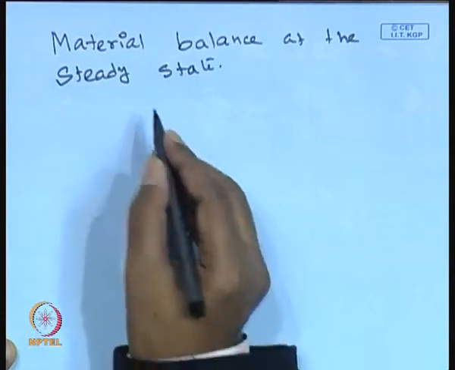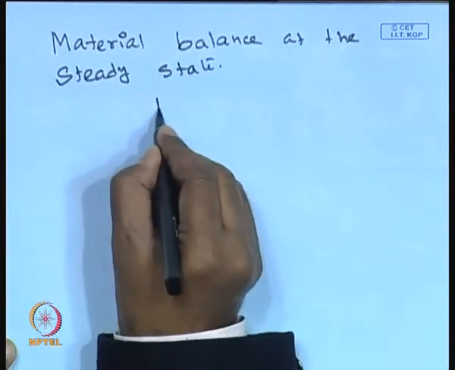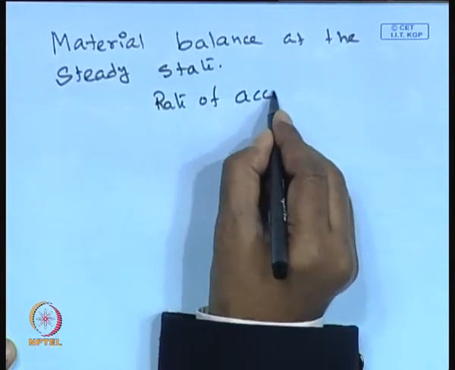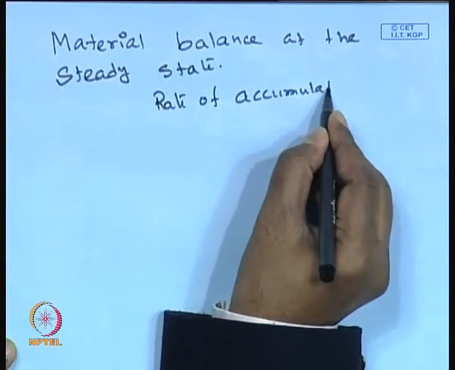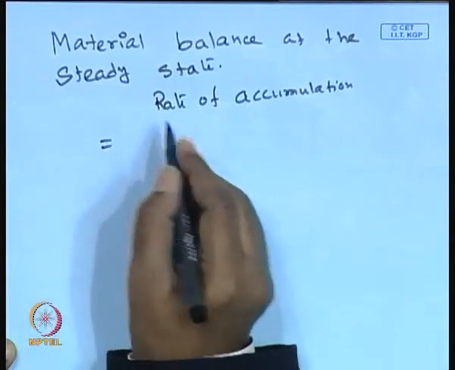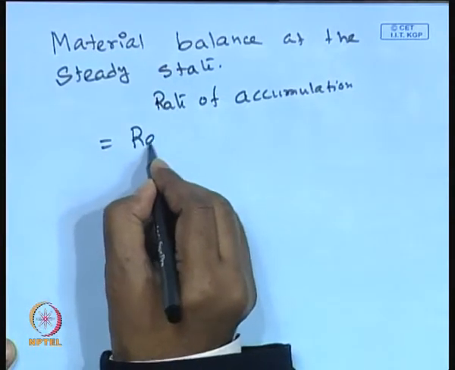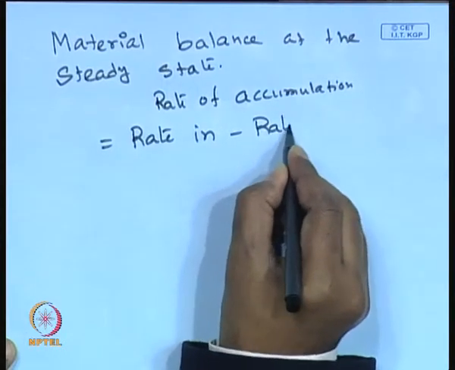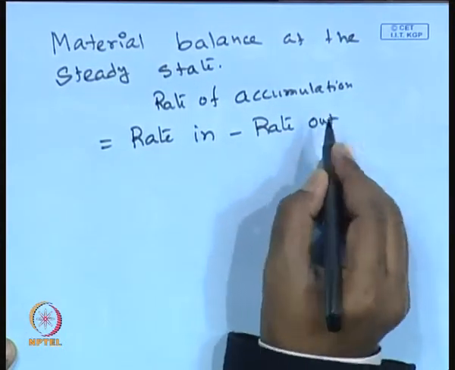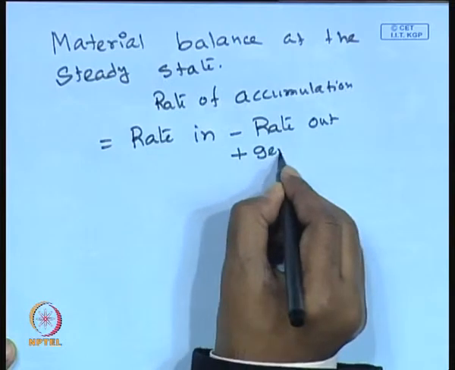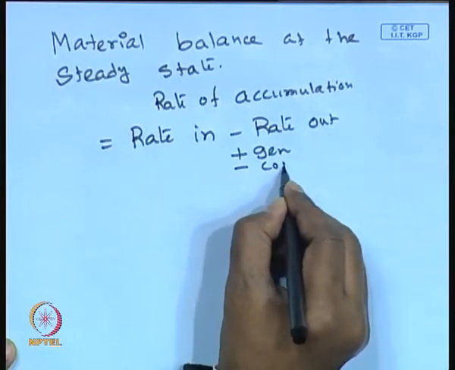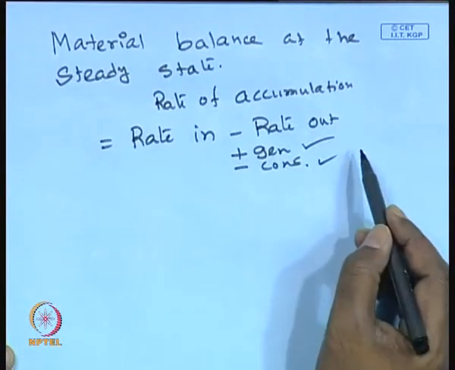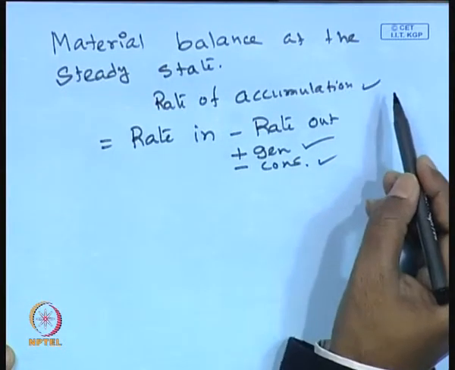At steady state, the rate of accumulation is nothing but the rate of material in, minus the rate of material going out, plus generation if there is any, minus the rate of consumption if there is any. Now, in our case, there is no generation, no consumption, and no accumulation either, because it is a steady state.